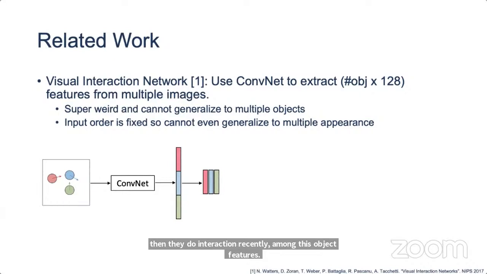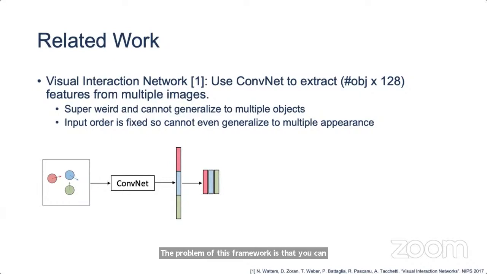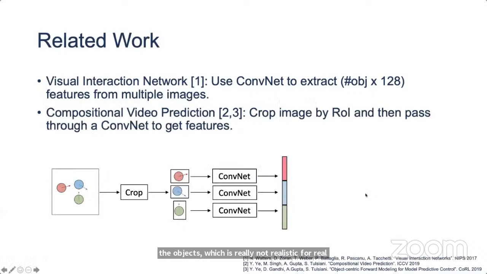The problem of this framework is that it can only have a fixed number of objects because the channels of the feature maps are fixed. And you also need to have fixed appearance and order of the objects, which is really not realistic for real-world applications. In the recent work on compositional video prediction, they first crop the object patches individually and then forward them to the convolutional network to extract object features for interaction reasoning. Because each object is modeled independently from the background, the representation does not really capture the context information.